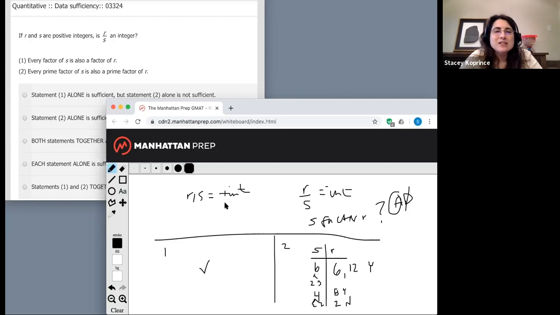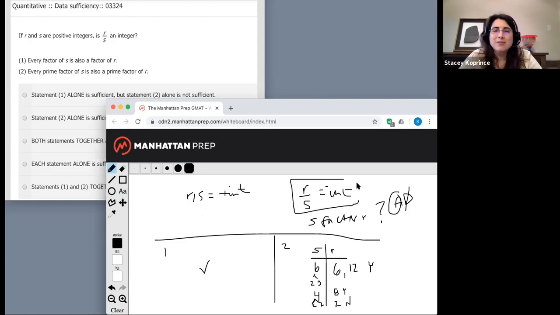I did jot down that they told me that R and S were positive integers. I didn't look back at it once I wrote it down, but I always write that stuff down because it makes me slow down long enough to cement in my brain that they told me this, because they don't give us that info on the quant section unless there's a reason. So I want to make sure I remember it.